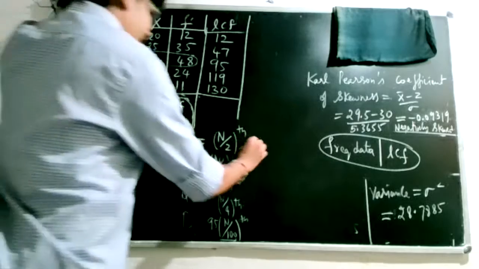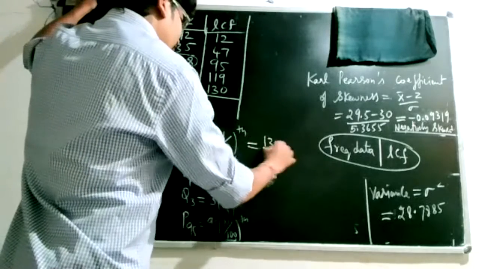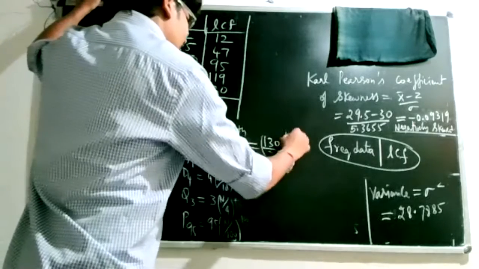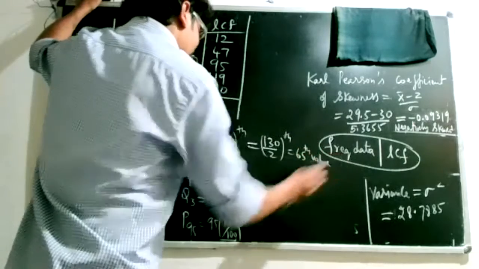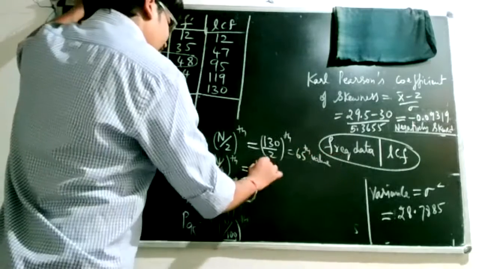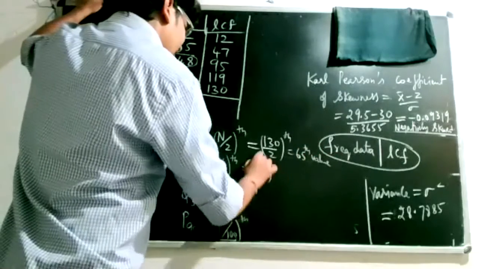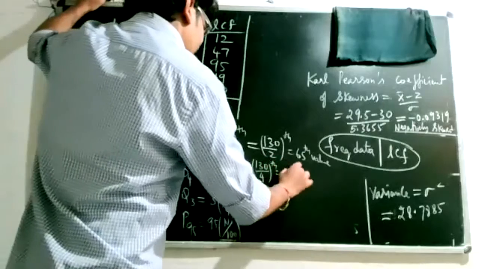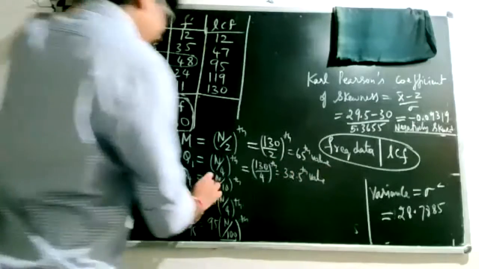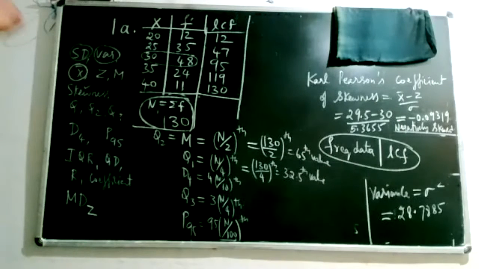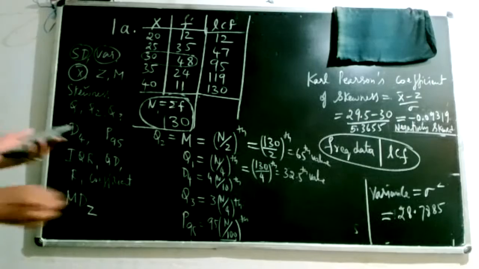So we have 130 by 2, which is the 65th value. Identify which is the 65th value. Then n by 4, 130 by 4th value, which is the 32.5th value. And then 4n by 10, 4 into 130 divided by 10 comes to 52.